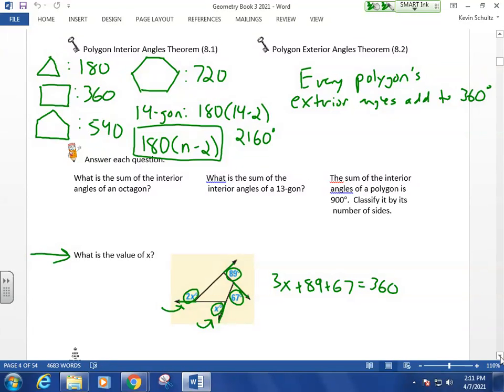So combine some like terms. 89 plus 67 is 156. So 3x plus 156 equals 360. Subtract 156 from both sides. We get 3x equals 204. And divide by 3, x equals 68. Okay, Noah. Yeah.